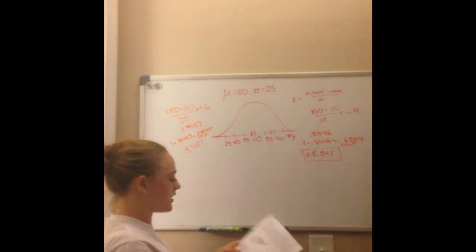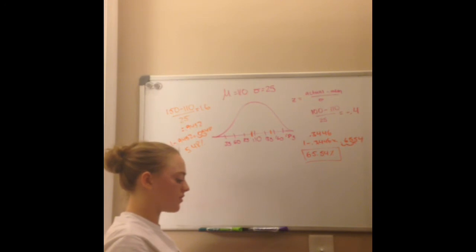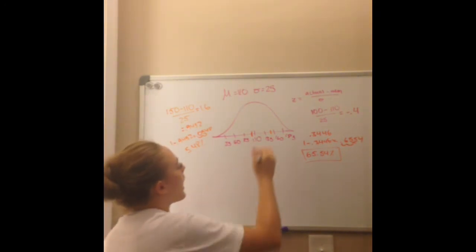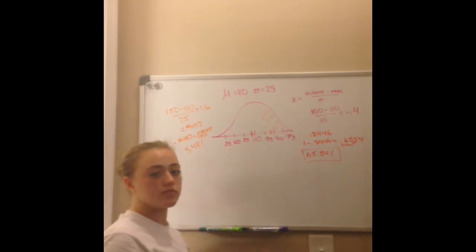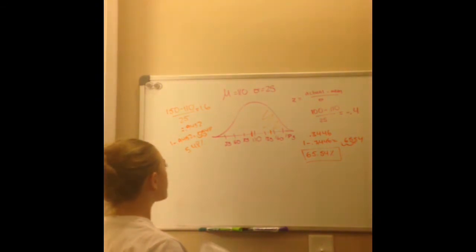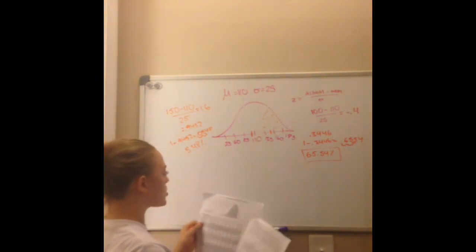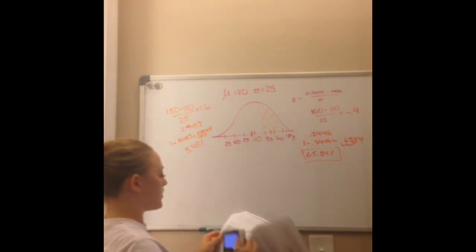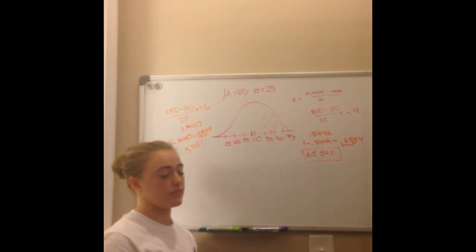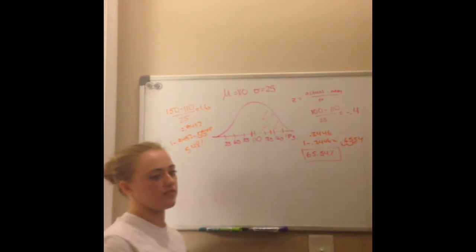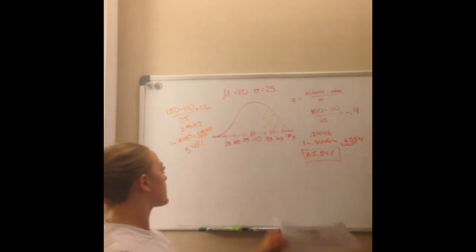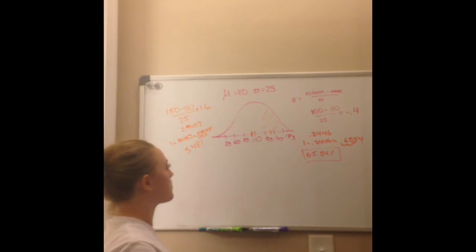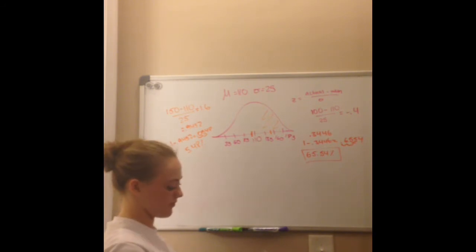The final question is, how high an IQ score is needed to be in the highest 25% of people? So the highest 25% is going to be right over here somewhere. To do this one, we're going to work backwards. So the number we found on our chart would not be 25. It would be 0.25, but it wouldn't be that either, because remember, that would show us the other area. We would actually get 0.75.